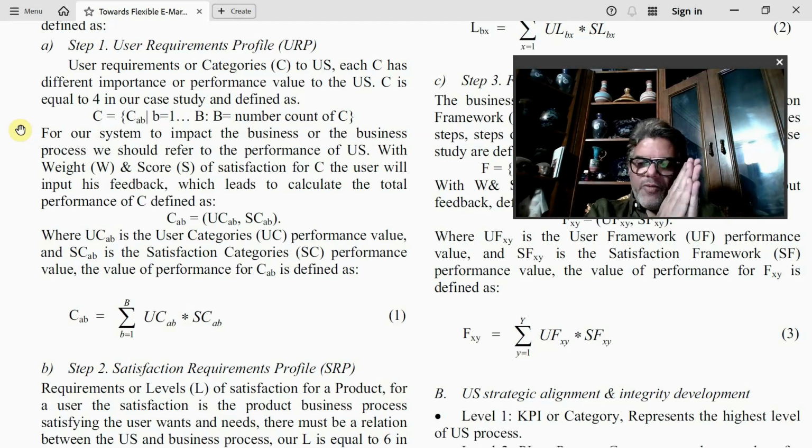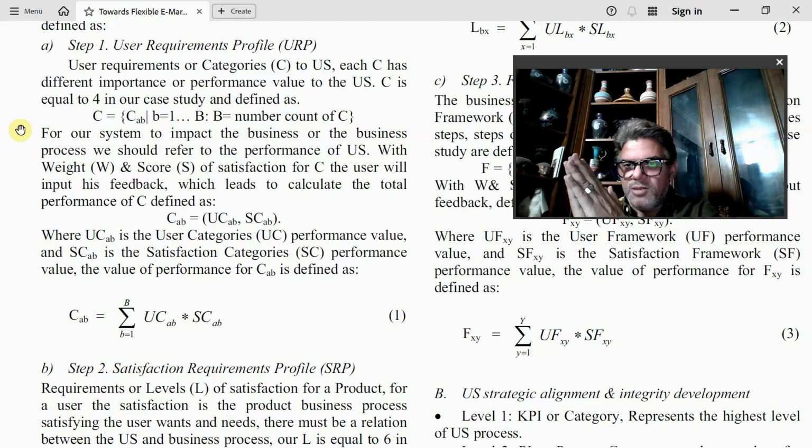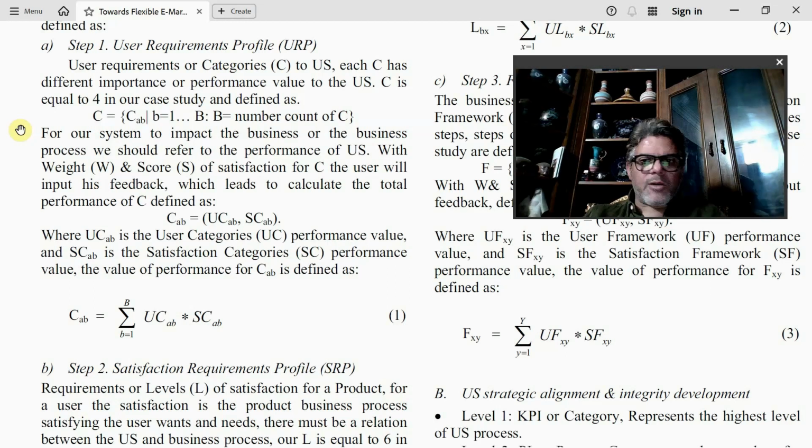So I have the user profile. When I have the feedback / response, I will get the user satisfaction. Okay. Then the product satisfaction, business satisfaction. It's like quantitative satisfaction and qualitative satisfaction. The first step is user requirements profile. So now the user will give weight and scores of satisfaction over the categories.